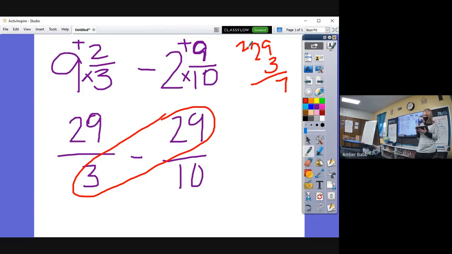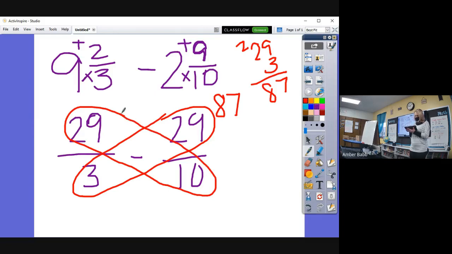Hang on, stay with me. Some of you are doing this ahead. 9 times 3 is 27. 3 times 2 is 6, plus 2 more, 8. So my number here is 87. And then I've got 29 times 10. Anytime you multiply by 10, you can just add a 0. So this ends up being 290.